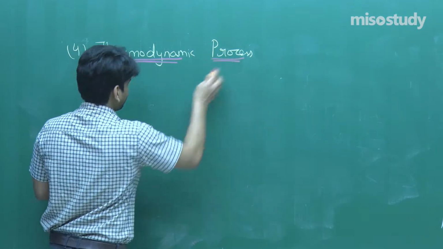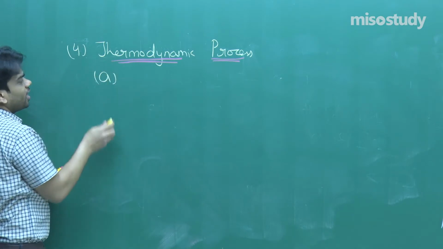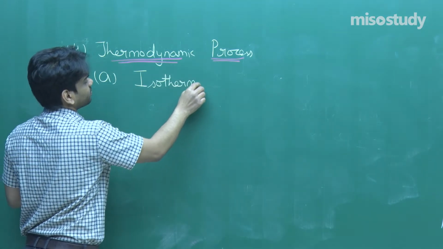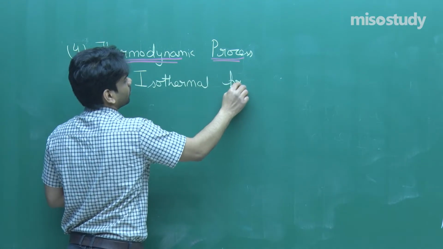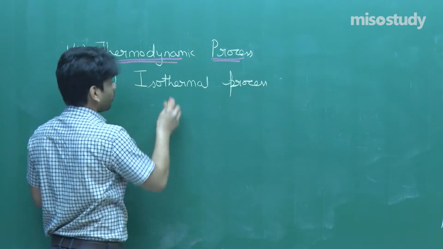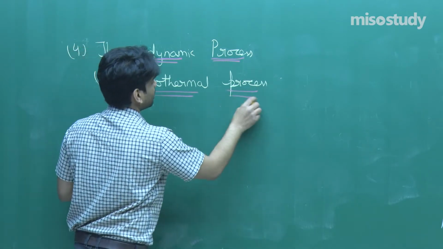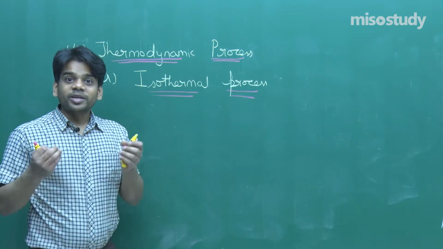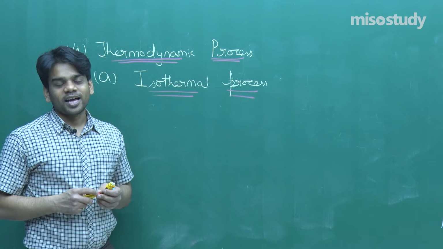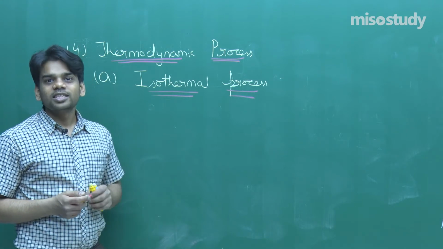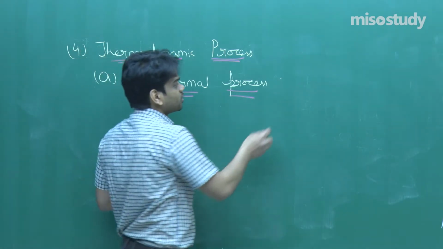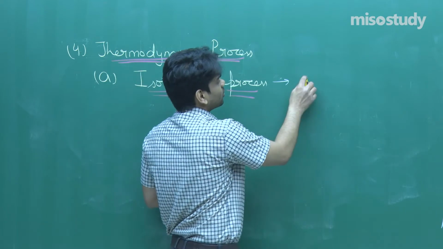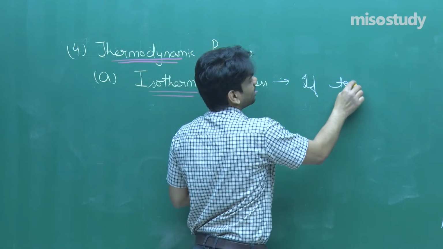First of all, we'll be talking about process number A, that is the isothermal process. What is an isothermal process? You must be knowing that thermal stands for temperature. So if the temperature is kept constant and if pressure and volume are made to change, such a process is known as isothermal process. So in this process, we are going to keep the temperature constant.